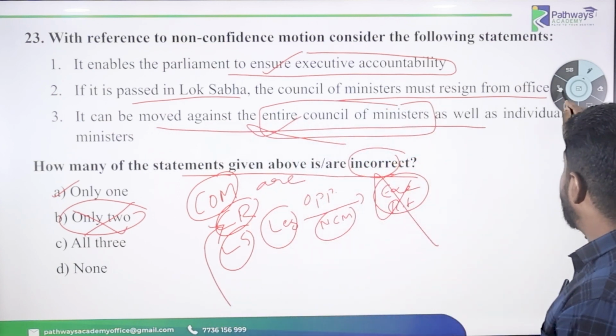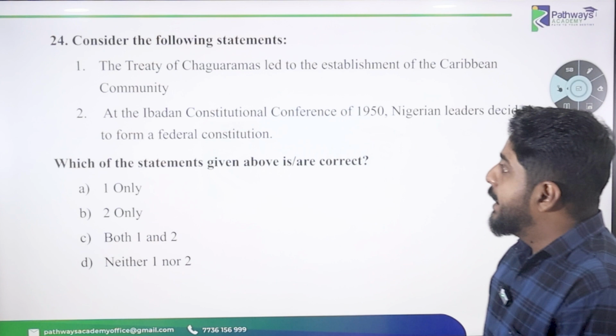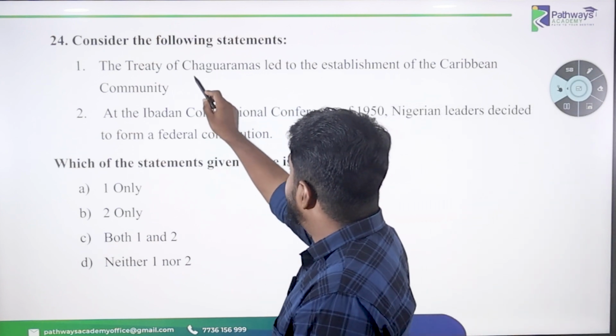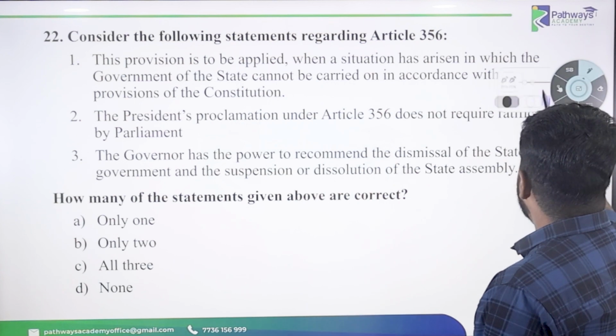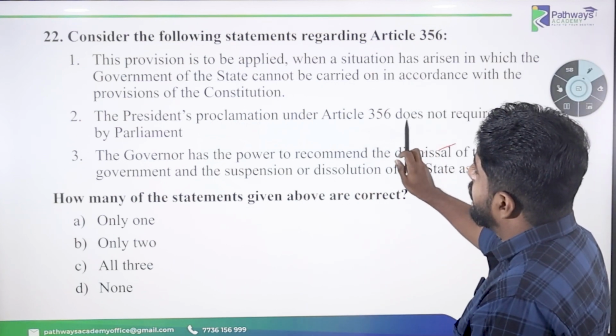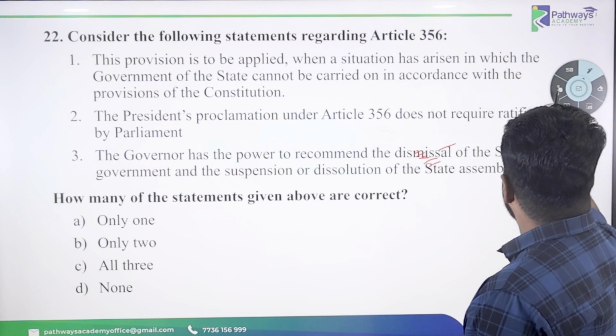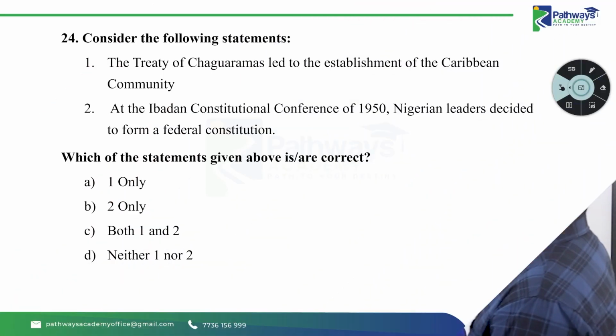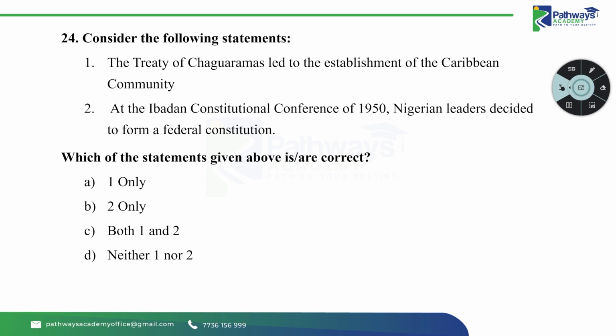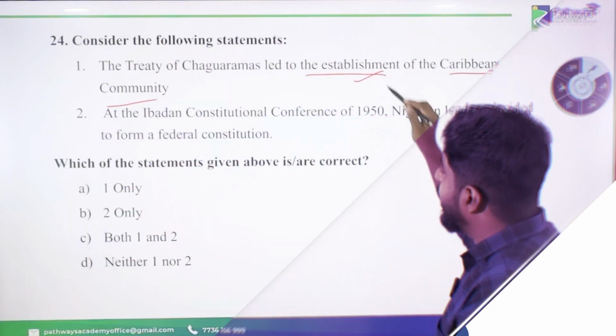Yes. Question number 24 now. The Treaty of Chaguaramas led to the establishment of, this is totally a factual question, the Caribbean community. Yes, sir. In fact, the Treaty of Chaguaramas actually led to the establishment of the Caribbean community.